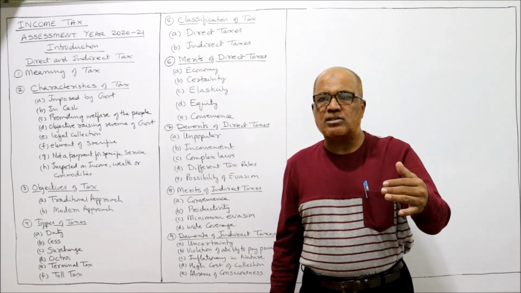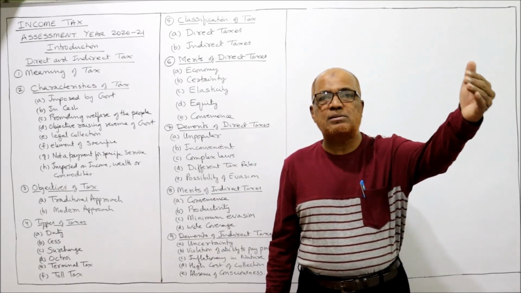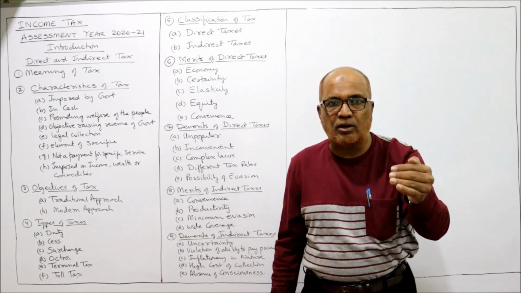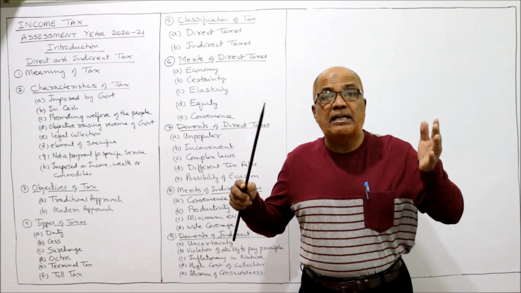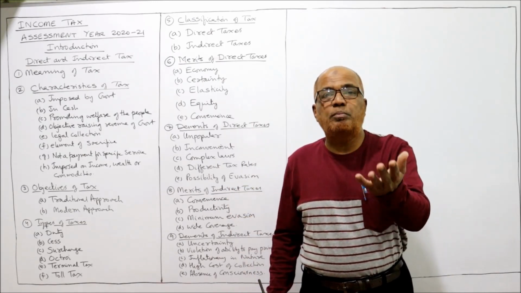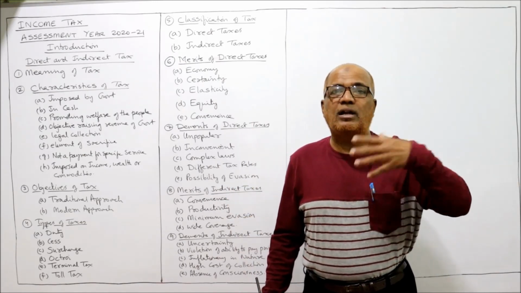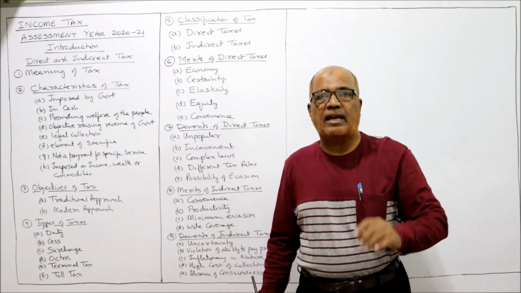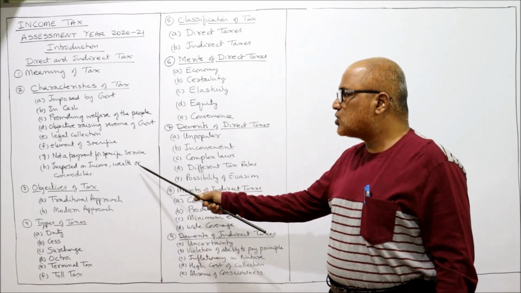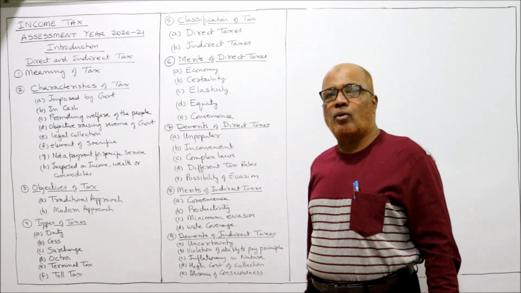When we pay the tax, we should not think the government will spend that money specifically on a particular purpose. No, the government is at liberty. The government will decide where the tax money should be spent. We cannot dictate to the government that we are paying the tax, so spend the money in this way. Next is imposed on income, wealth or commodities.